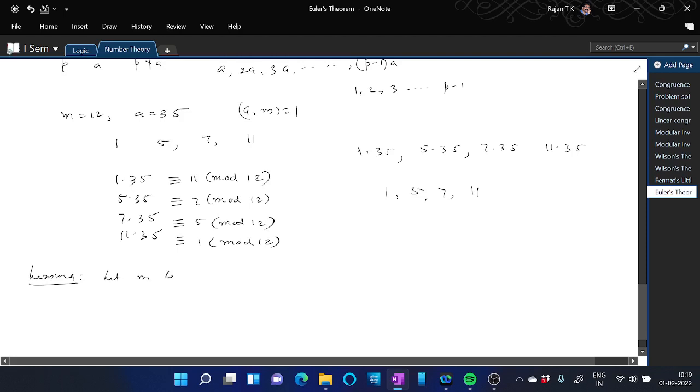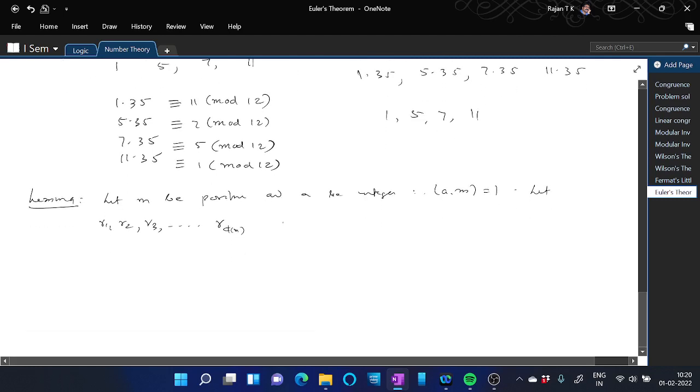Let m be a positive integer and a be any integer such that (a, m) = 1, that is, a and m are relatively prime. Let r1, r2, r3, etc., r phi(m) be the positive integers less than or equal to m and relatively prime to m, because there are phi(m) such numbers, the Euler number.